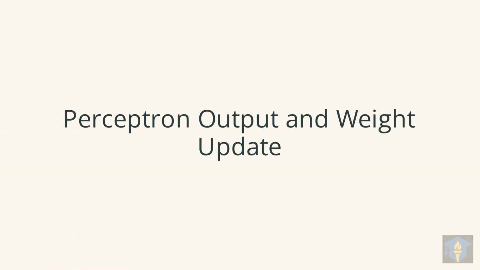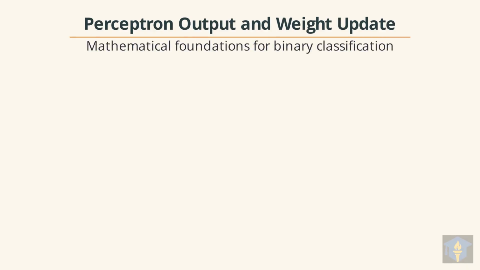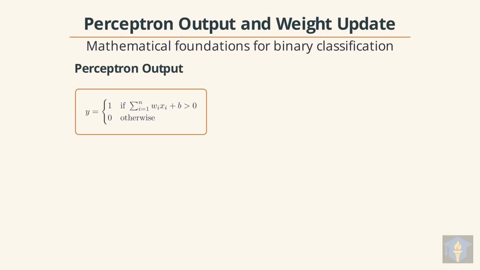Now, let's explore the mathematical formulations behind the perceptron's output and how its weights are updated. These mathematical foundations are essential for understanding how binary classification is performed and learned. First, let's look at the formula that defines the perceptron's output, determining its classification decision. The output, denoted as y, is 1 if the sum of wi times xi plus b is greater than 0, otherwise it's 0. Here, y represents the final output of our perceptron, which will be either 0 or 1.